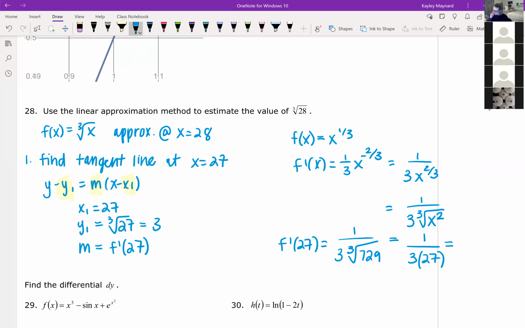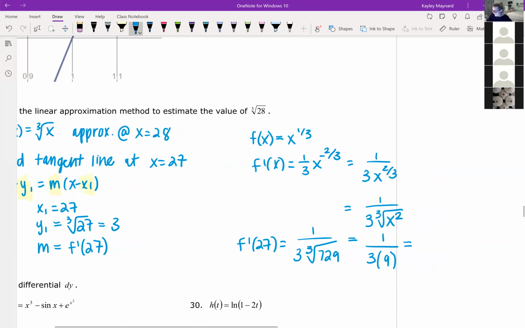Oh my gosh, what am I doing wrong? Okay. That's what I'm doing wrong. This is 9. Sorry, the cube root of 729 is 9. Ooh, it's been a long day when I can't do algebra. Okay. And this is 1 over 27. Sorry, everyone. Okay. So 1 over 27 is your slope.